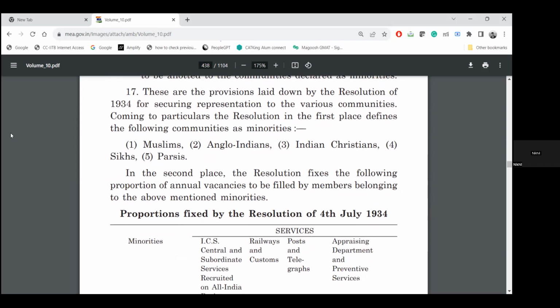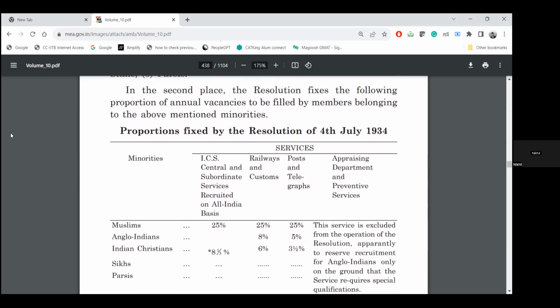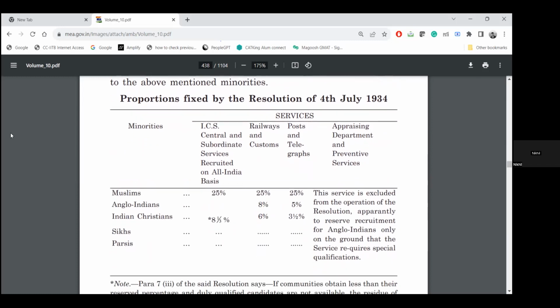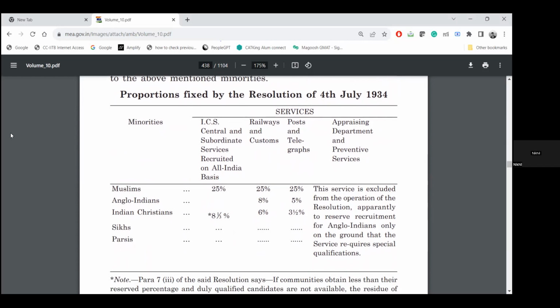Coming to particulars, the resolution in the first place defines the following communities as minorities: Muslims, Anglo-Indians, Indian Christians, Sikhs, Parsis. In the second place, the resolution fixes the following proportion of annual vacancies to be filled by members belonging to the above mentioned minorities. Proportions fixed by the resolution of 4 July 1934. This is the breakup that is mentioned.